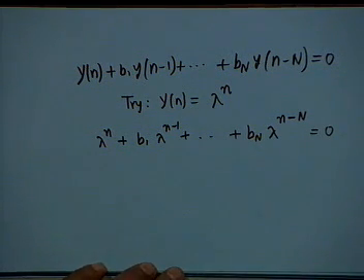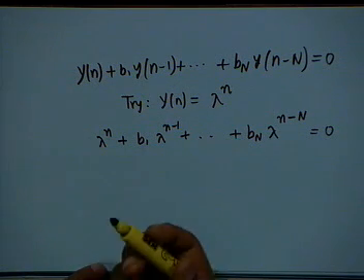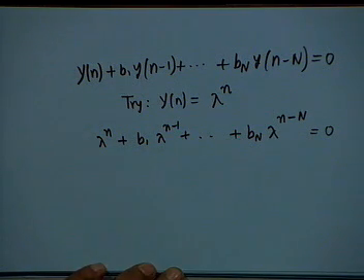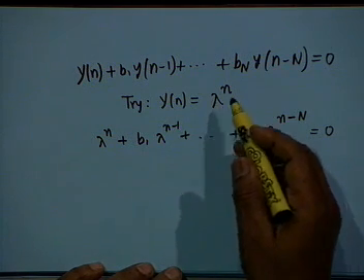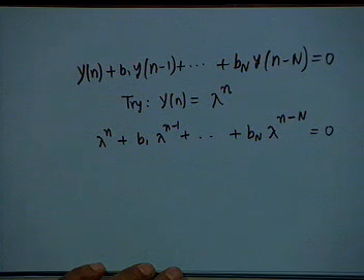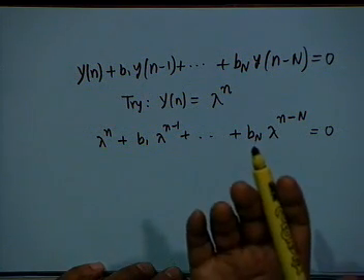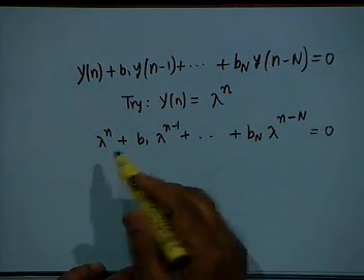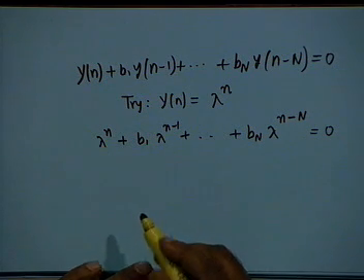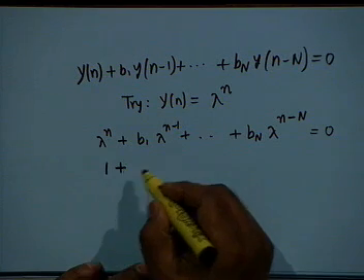From this, obviously you can cancel lambda to the power n from both sides, provided it is not 0. If lambda to the power n is 0, then of course you have no equation. No equation, no solution, right? So lambda to the power n can be cancelled from both sides.